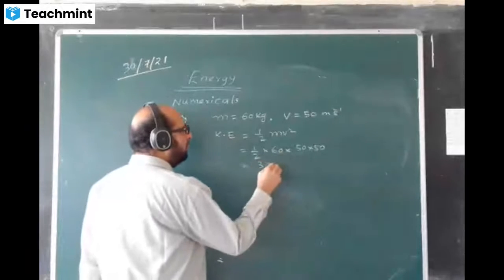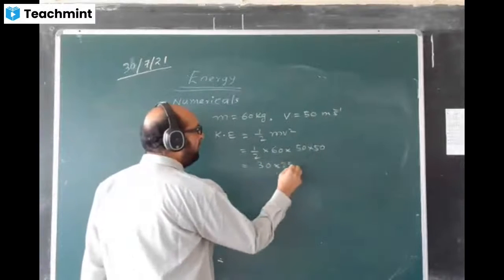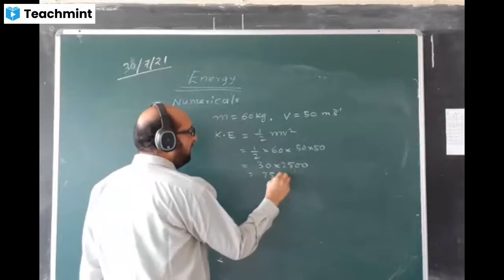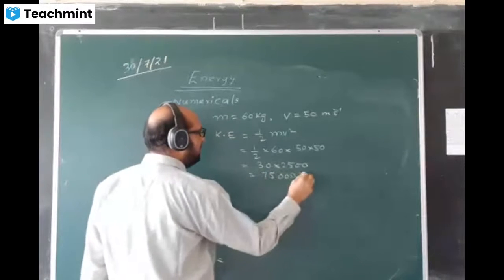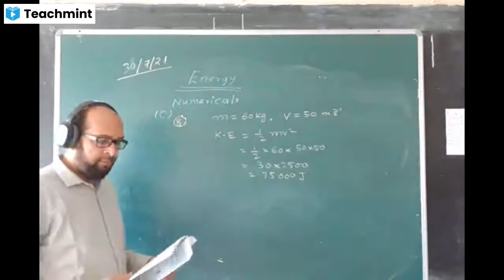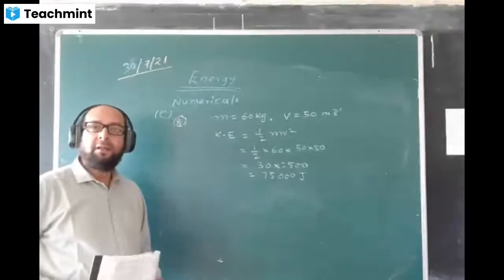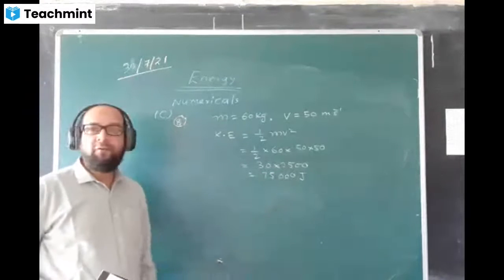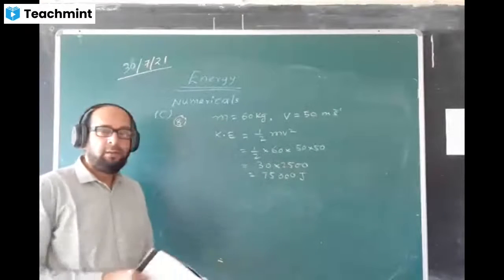Half of 60 is 30. 5 5s are 25, 100 is coming here, 25 into 3 is 75, and 3 zeros. This much joule: 75,000 joule. That answer and the book's answer are the same. In the book, they have given 7.5 into 10 to the power of 4 joules. Same as this.